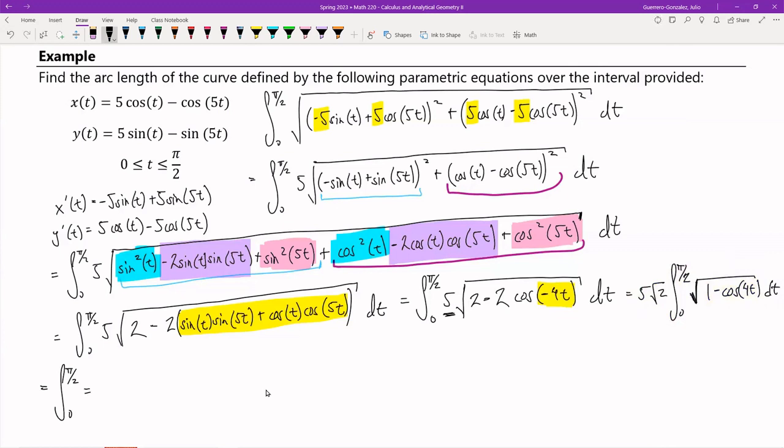So equal, okay. This is gonna hurt again, okay. I'm gonna do some magic here. I actually got ahead of myself here. 5 root 2, integral from 0 to pi over 2, 1 minus cosine of 4t, right? And this is all under a square root.